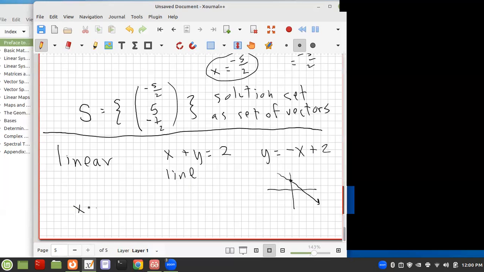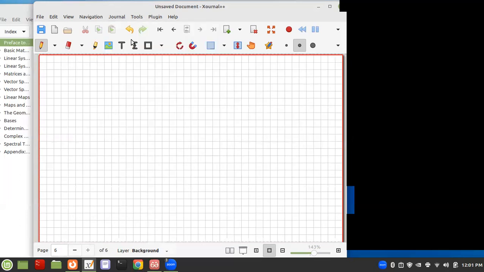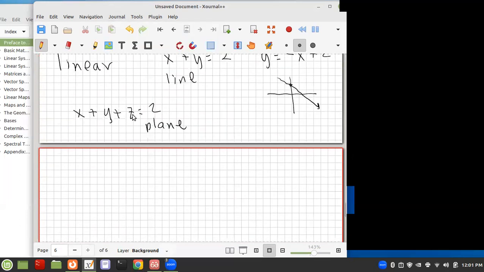Or if I have three variables, x plus y plus z equals 2. Well, it turns out that this equation only fixes one variable. I'm going to have two variables that are free, floating. So that's going to fill out a whole plane, right? And it takes a little while to see that, but any linear equation with three variables is going to be a plane.